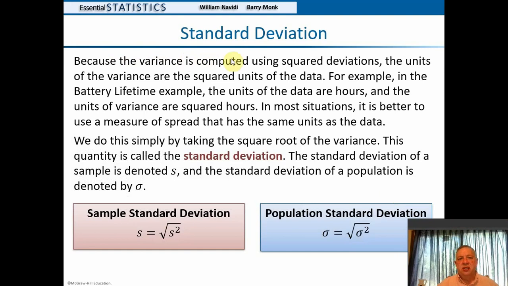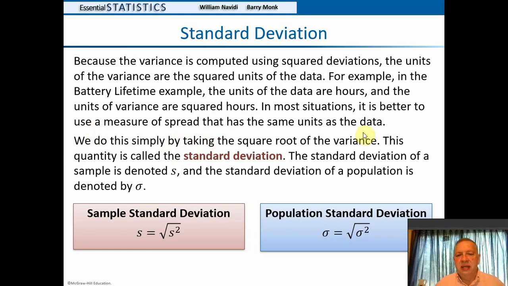Because the variance is computed using squared deviations, the units of the variance are the squared units of the data. For example, in the battery lifetime example, the units of the data are hours, and the units of variance are squared hours. Those were the differences, but when I square them, I get squared hours, and I really can't compare that to the mean. So I would like those units to be the same, and I accomplish that by just taking the square root.